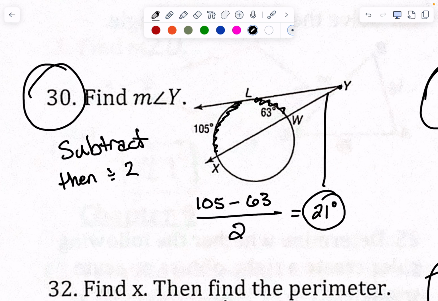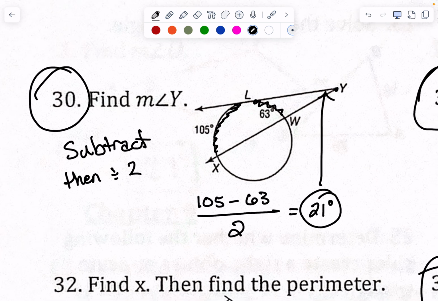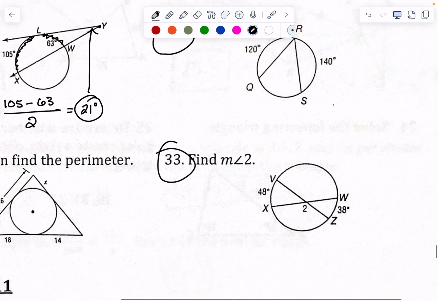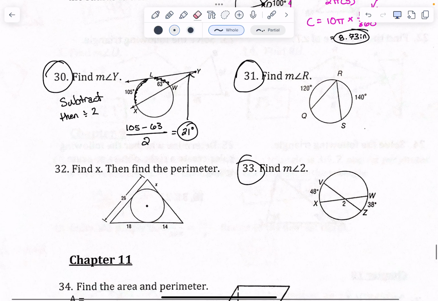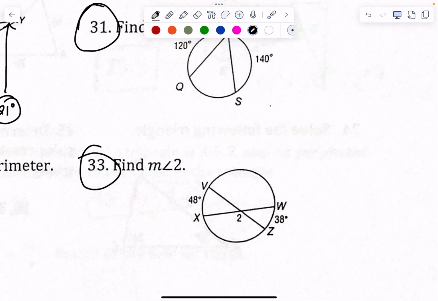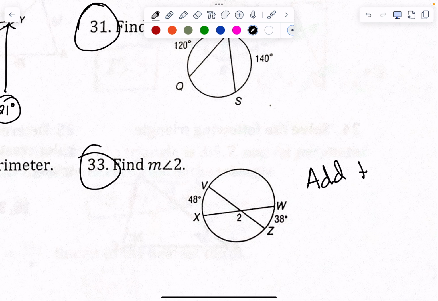Does that seem reasonable for y? Okay, let's go to 33. I'm going to bounce to 33 now. Because they are intersecting inside the circle, this is add and divide by 2. So 48 plus 38 divided by 2 is how much? 67, but that is not the right answer.